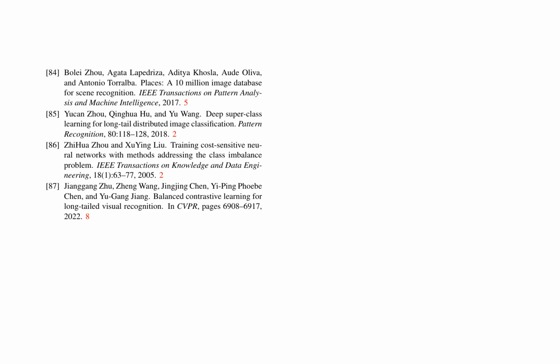In the realm of machine learning, scene recognition and long-tail distributed image classification pose significant challenges. To address these, researchers rely on large-scale datasets and innovative methodologies. The Places database, introduced by Bolei Zhou et al., provides a 10 million image repository for scene recognition, enabling researchers to train and test models on diverse scenes. This dataset is crucial for advancing scene recognition capabilities.